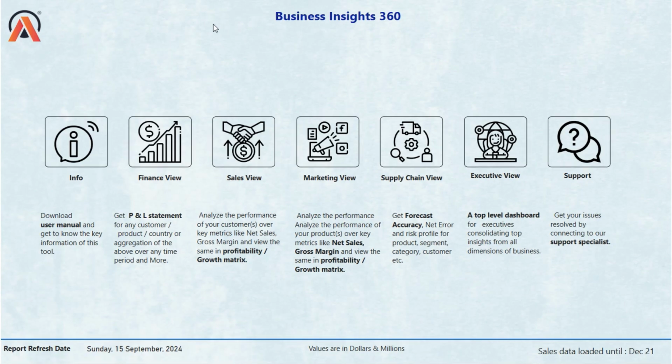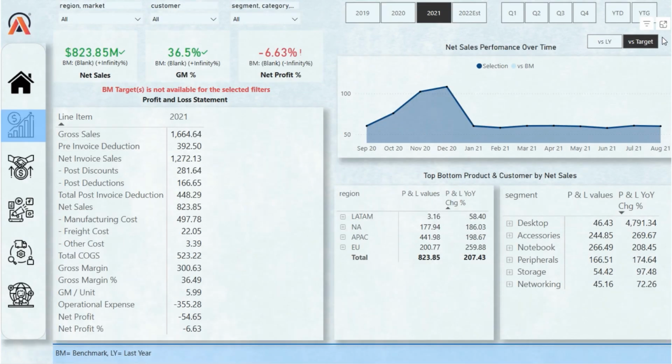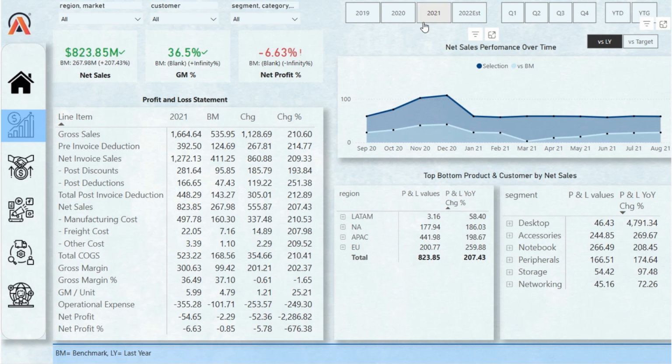As you can see, this is the very first page of the dashboard. From here itself, we can navigate to each view: finance view, sales view, marketing view, supply chain view, and executive view. Let's look into the finance view first and see what it has to offer. Here, this is the data of 2021. At the top are the KPIs: net sales, gross margin percent, and net profit. And this is the profit and loss statement.